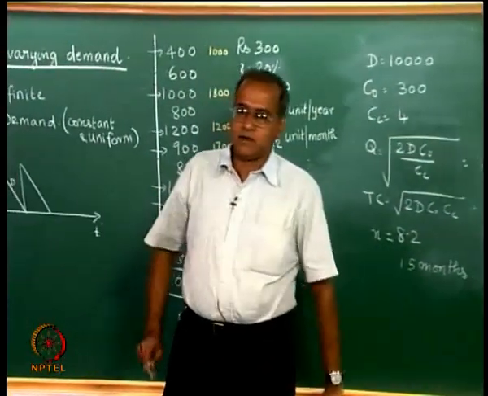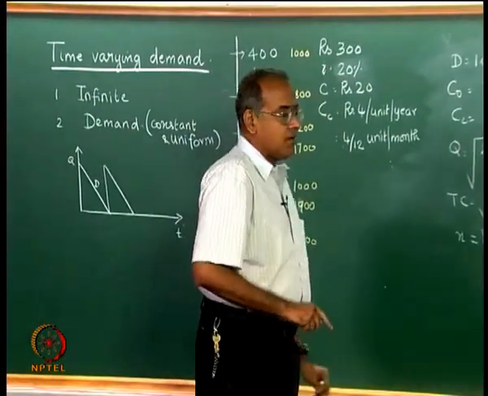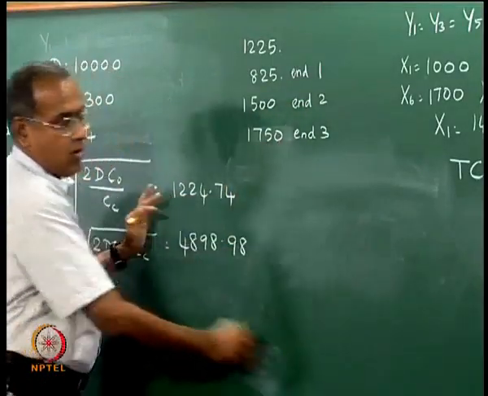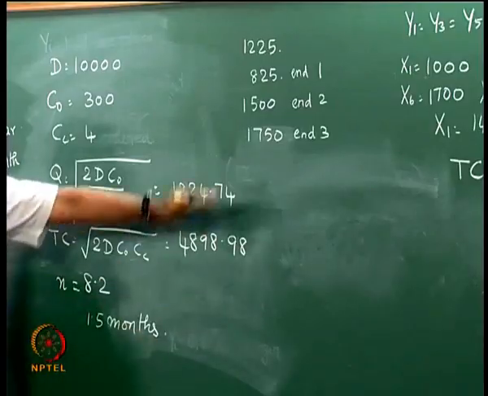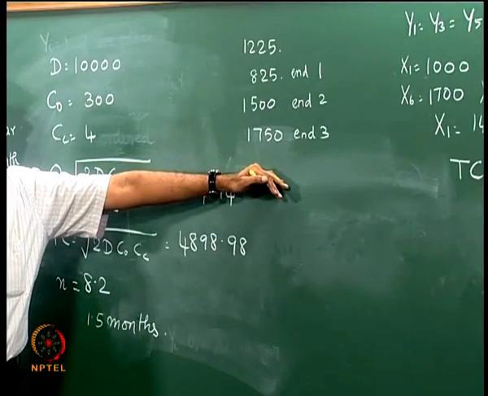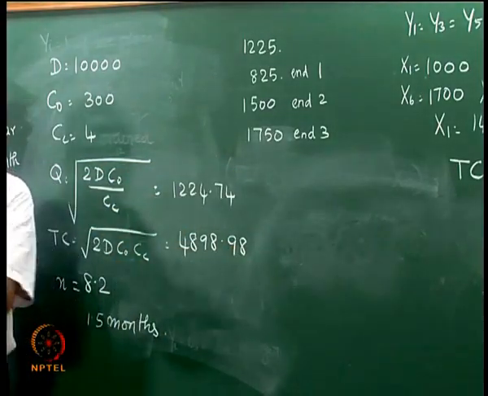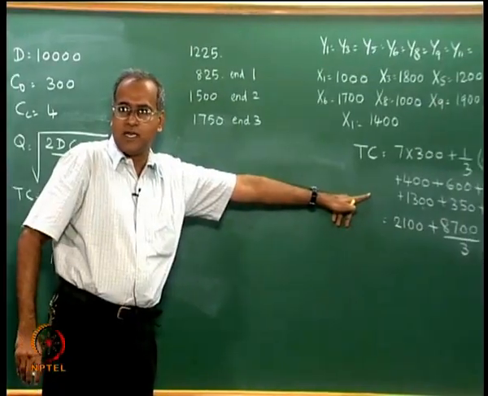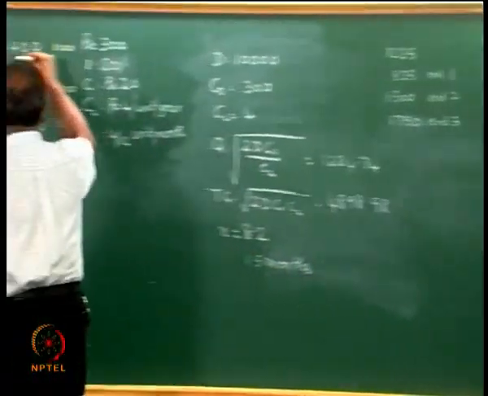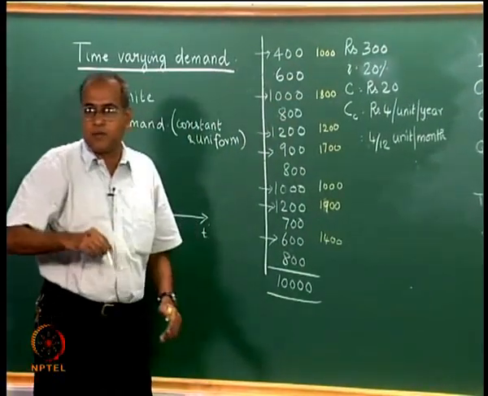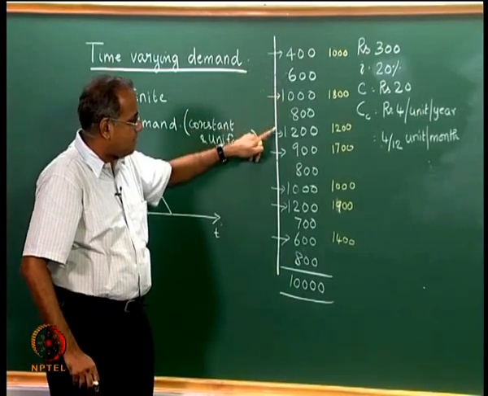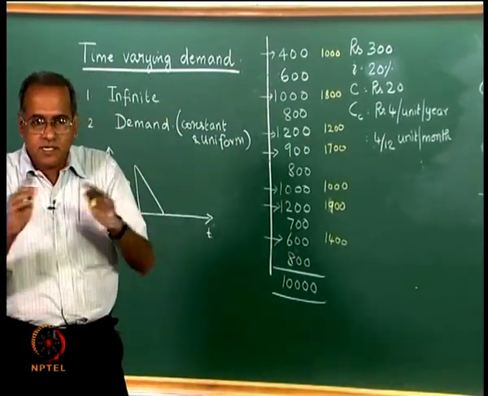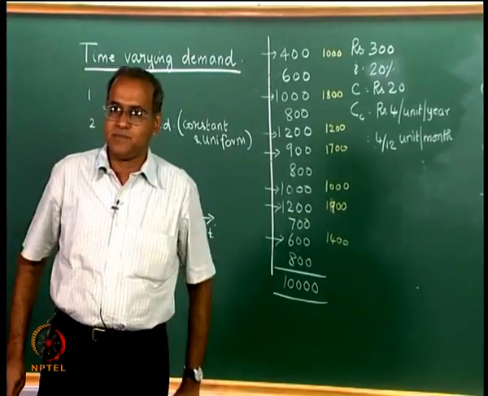There are no issues on that. The only place, even though this will be a feasible solution with cost equal to 4898.98, the optimal solution here will ask us not to order somewhere in the middle here and so on. The optimum solution will ask us to order at these points with a slightly higher cost of 5000. So we need to explain why that difference happens.